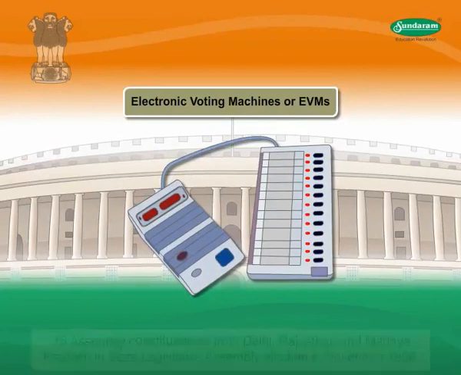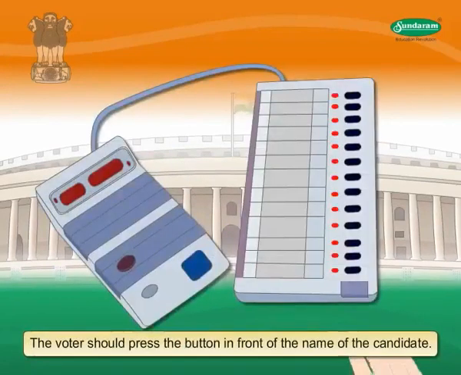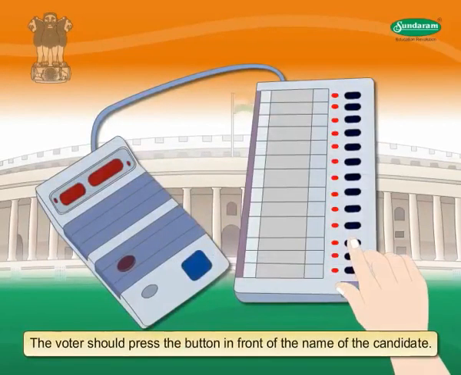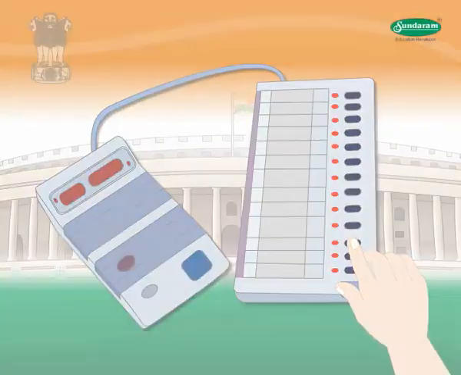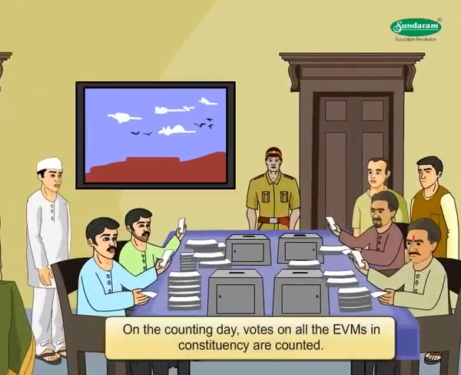The voter should press the button in front of the name of the candidate. Later, on the counting day, votes of all the EVMs in constituency are counted.